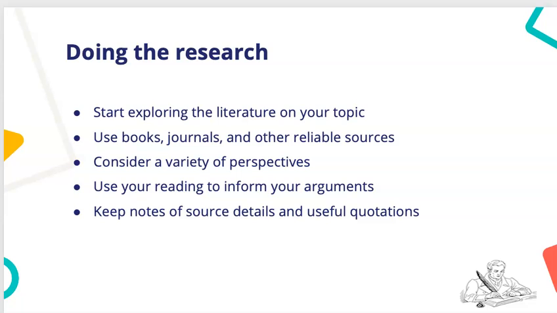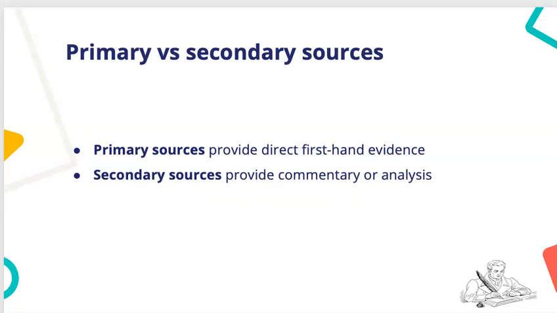Scholarly books and journal articles are generally the main sources to rely on for research, but be open to finding relevant information from other sources, like expert opinions, and other sources can be explored. Primary versus secondary sources. Primary sources provide direct first-hand evidence. Secondary sources provide commentary or analysis.